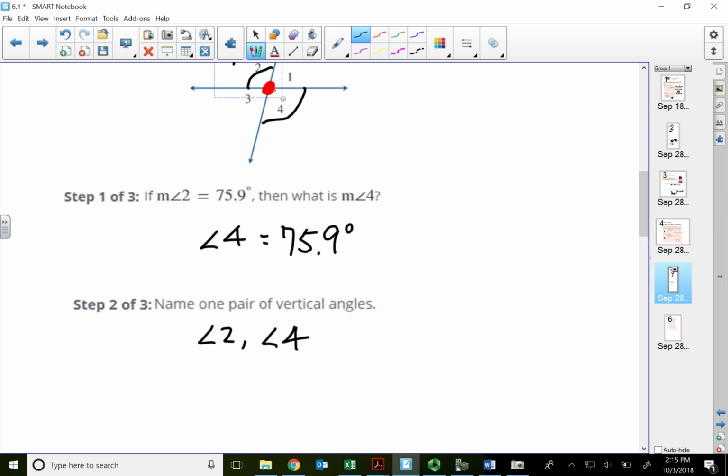Not sitting right next to each other, sitting across from each other, or they face each other. Or you can say angle 1 faces angle 3. So those two are also vertical angles.